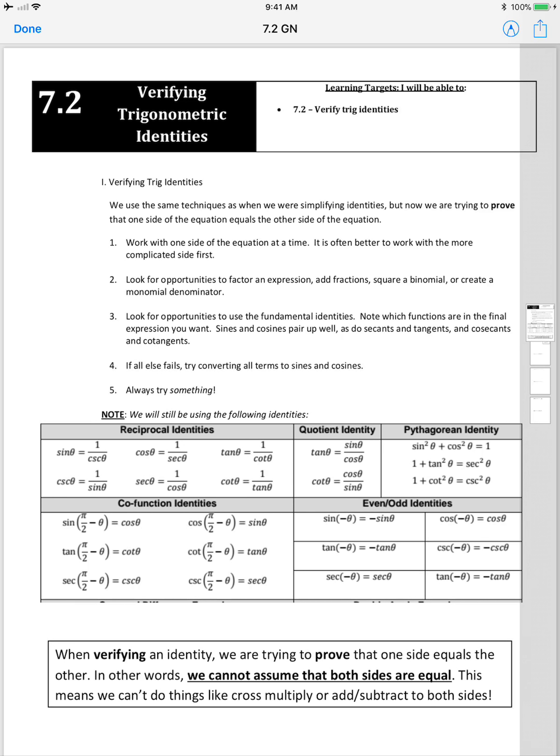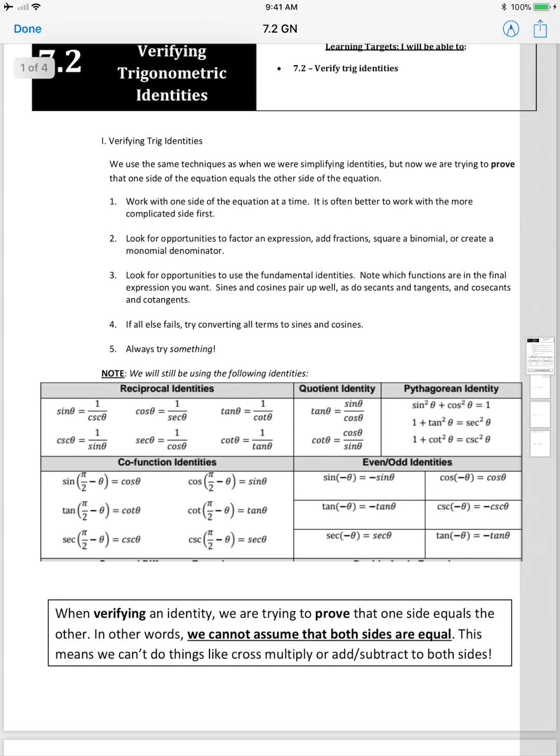And we're going to look for opportunities where we can factor, add or subtract fractions together, use difference of squares, or actually distribute, square the binomial. We're going to look for denominators, like we did last section, that we recognize are factors of the Pythagorean identities. We're going to look for opportunities to use those identities. Where are the squared terms? Let's look at Pythagorean. Let's look at the quotient identity. Let's change things to sine and cosine if all else fails.